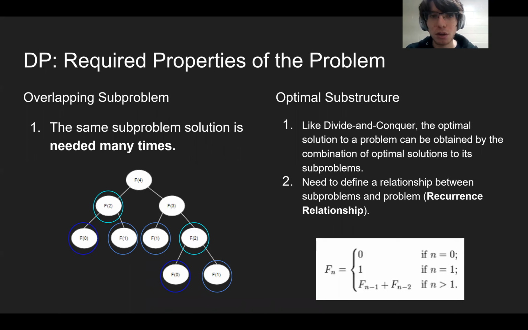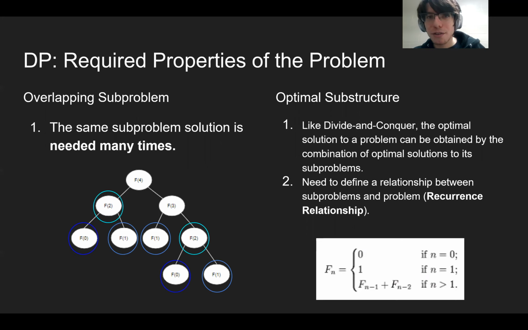Okay. So, required properties of the problem. Overlapping subproblems: you see the same problem many times. Just like here, we saw f of 2, f of 1, f of 0, f of 2, f of 1, and we're doing the same thing again and again. That's not what we want to do. And that's the overlapping subproblem part of it.